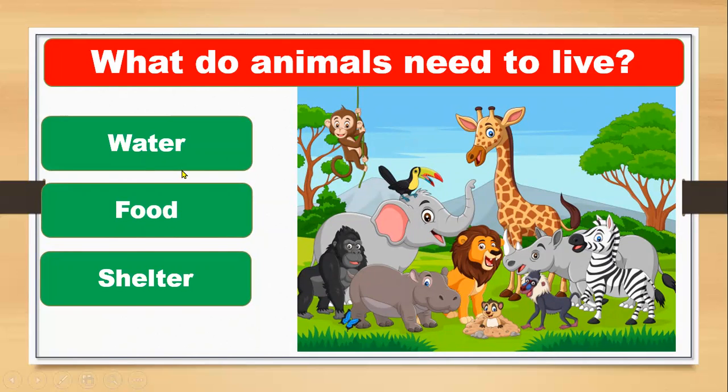So can you tell me how animals get their food? Animals get their food from the plants. If there are no plants, animals will get sick and die. So plants are very important for all the animals. These are the three important things: water, food, and shelter.